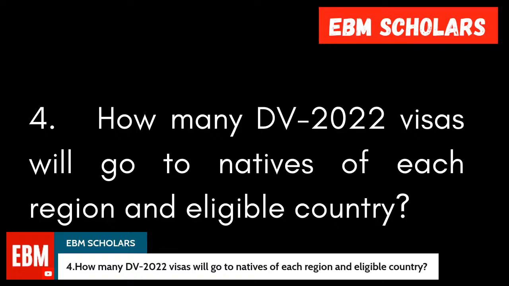That means the number of visas the Department of State eventually will issue will be determined by the natives of each country based on regional availability. I'm giving an example. When they selected the winners for DV 2022, they selected 133,000 winners, but they are not going to give all of those visas. At the moment, under this law, it is 55,000 visas.